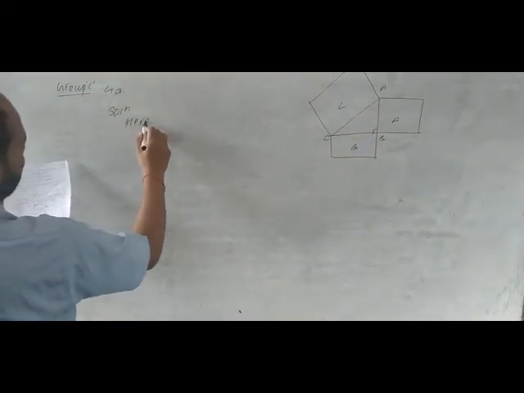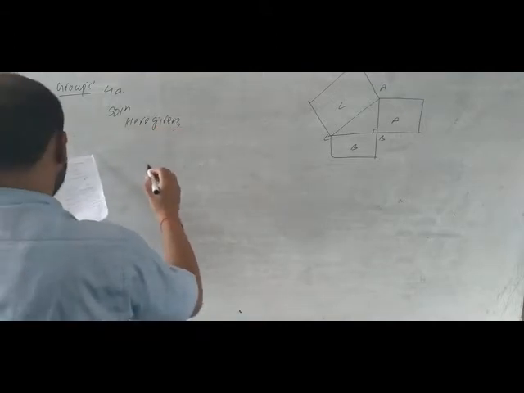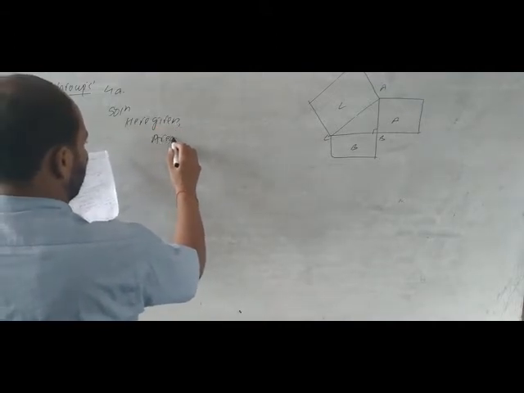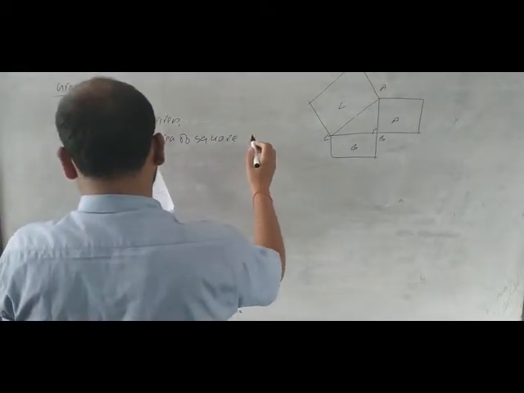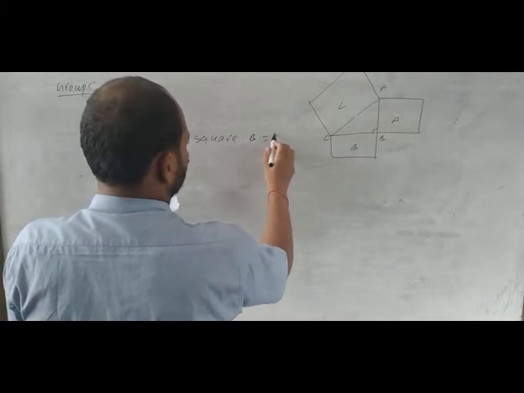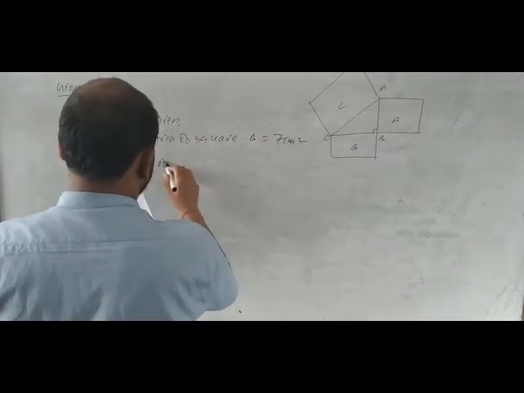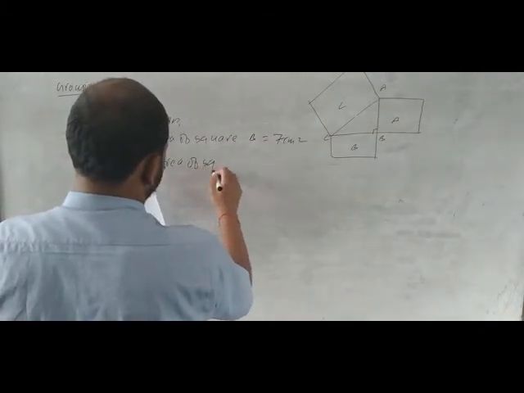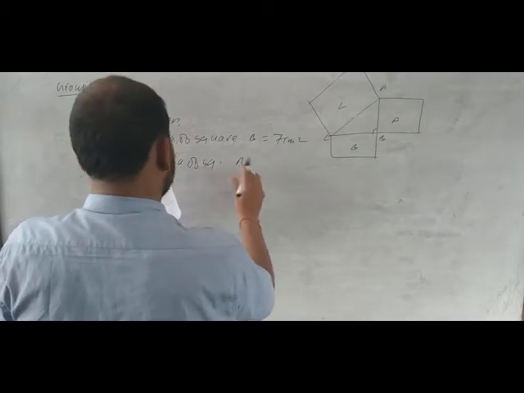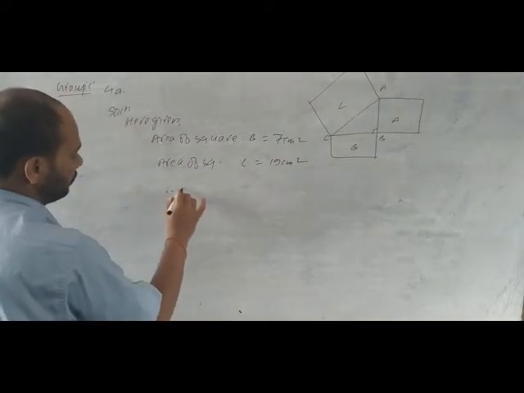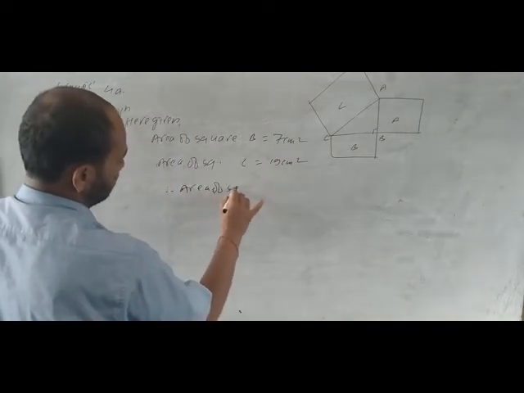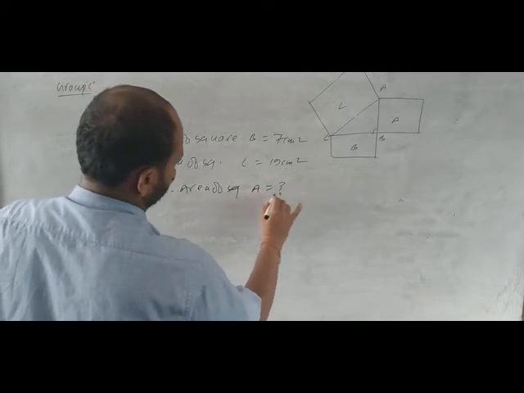Solution. Here given area of square B is equal to 7 cm. Area of square C is equal to 19 cm square. Therefore area of square A is equal to what? Now look here, your question says find the area of square A. Now I am going to solve.